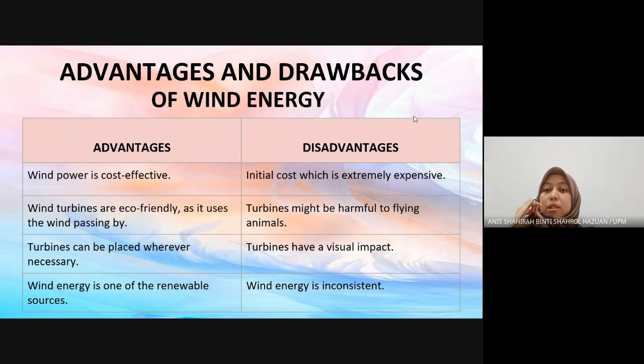And then third, turbines have a visual impact because they are huge in sizes and they are placed many in a place, so it can have a visual impact on the scenery of a place. And then the final one is wind energy is inconsistent because there are sometimes when there is no wind, so it will affect the production of energy, electrical energy in specific. I think that's all. And now we are going to watch a video on wind energy.